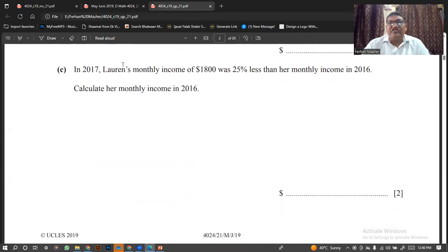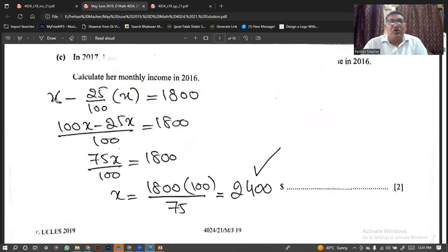Question number 1, it's C part. It says, in 2017, Lauren's monthly income of $1,800 was 25% less than her monthly income in 2016. Calculate her monthly income in 2016. This is a question on reverse percentage. The old value we have to calculate, the new value we know. So suppose in 2016, the income is X. So X minus 25% of X is equal to 1,800.